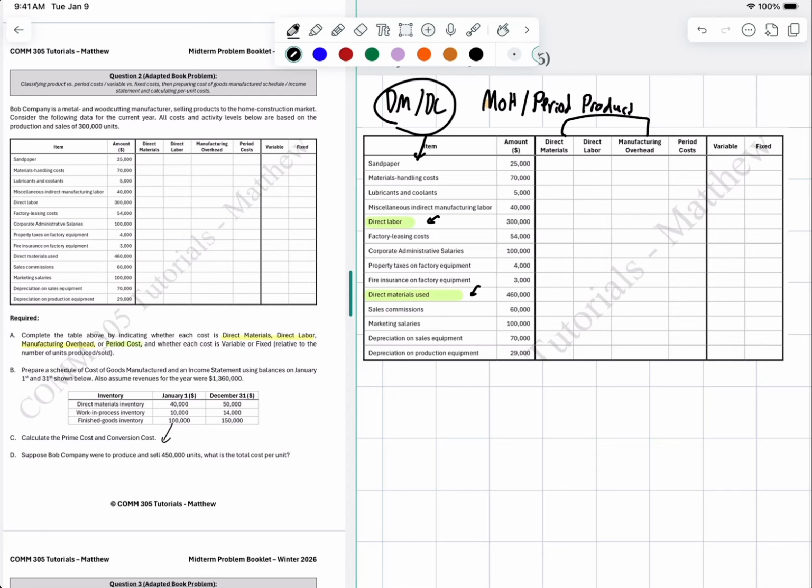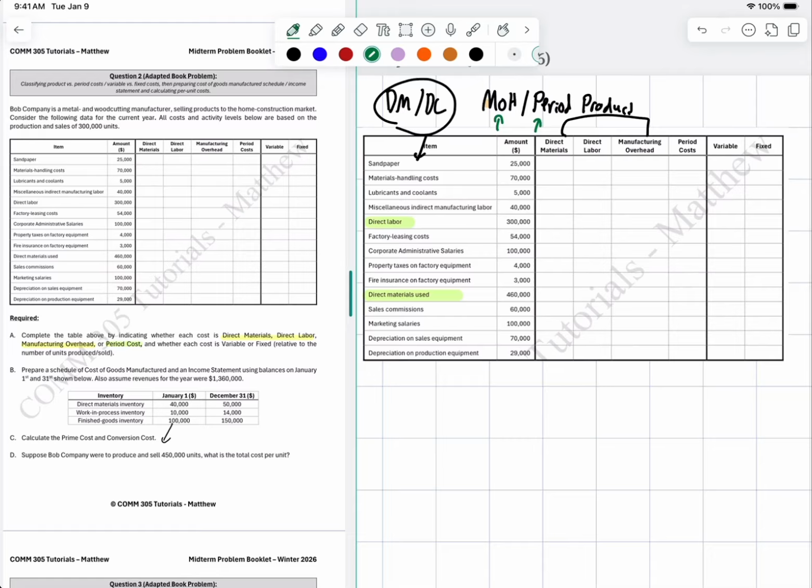So what you need to look for in the question are costs that aren't DM or DL. Because your battle, guys, like I said, it's not DM, DL. It's determining, well, is this overhead or is this period? That's what you're looking out for when you're breaking up the product versus period costs. DM and DL is always given very obviously. The battle is between overhead versus period, okay?